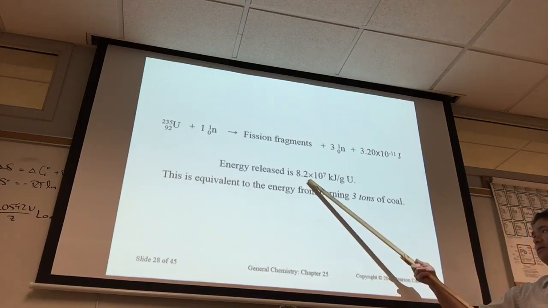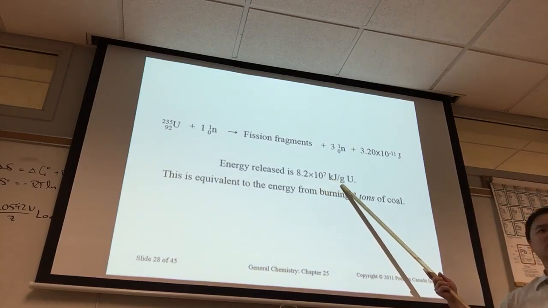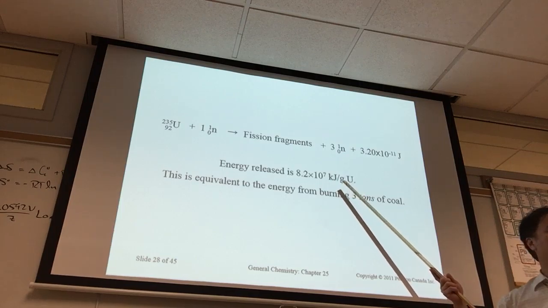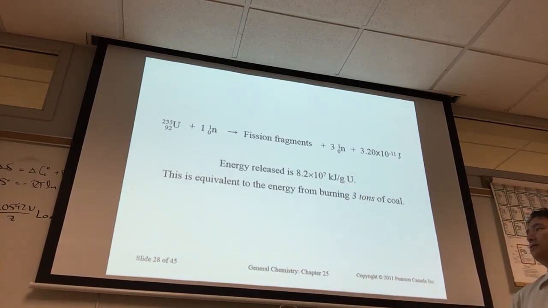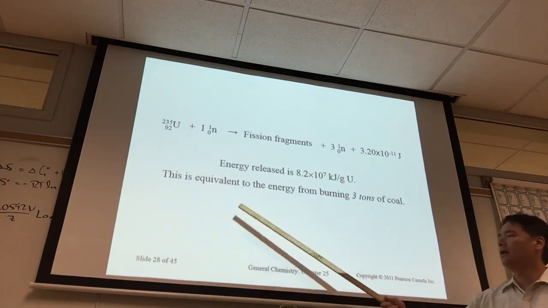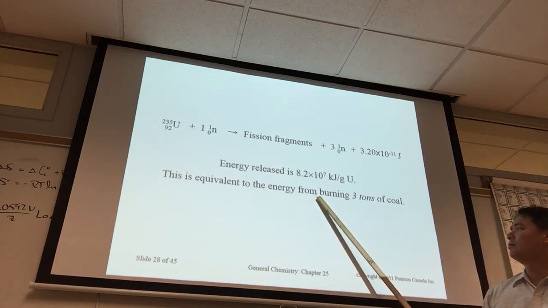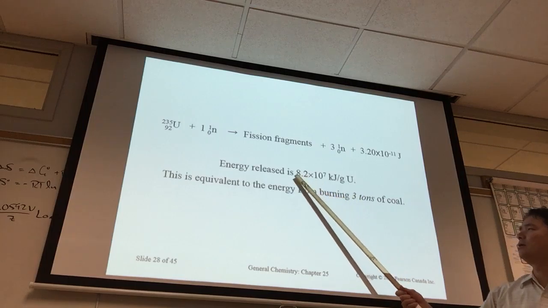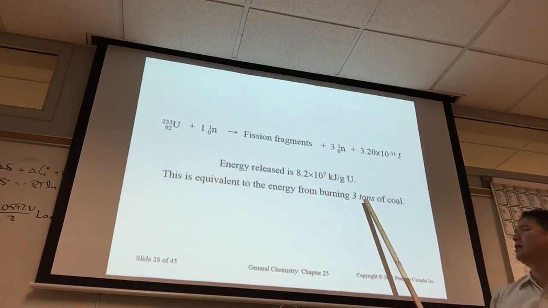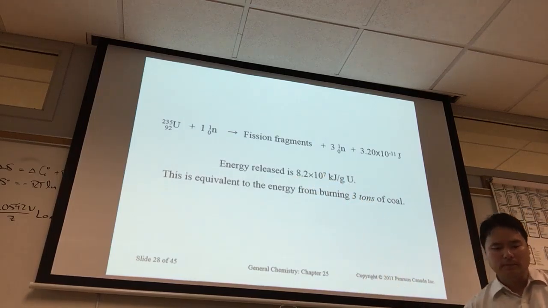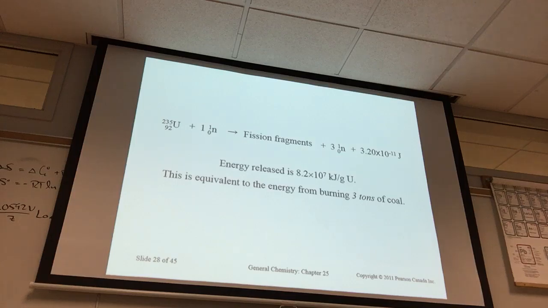If you multiply that by 238, you're looking at a billion kilojoules per mole, which is huge. And so, at any rate, this is equivalent to the energy from burning 3 tons of coal. So 1 gram of uranium releases as much energy as 3 tons of coal, although coal is much more abundant than uranium.